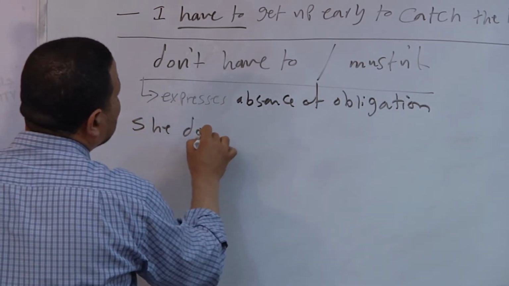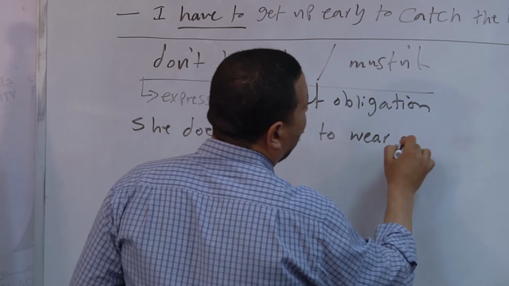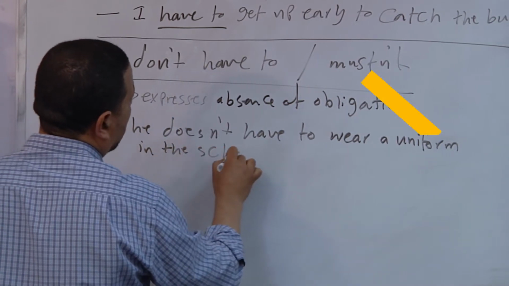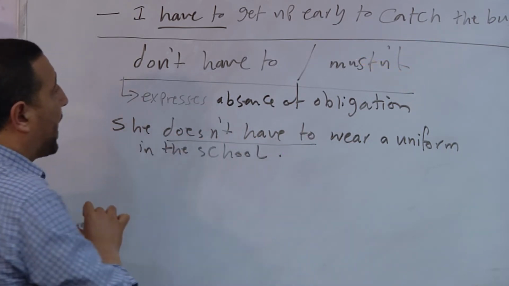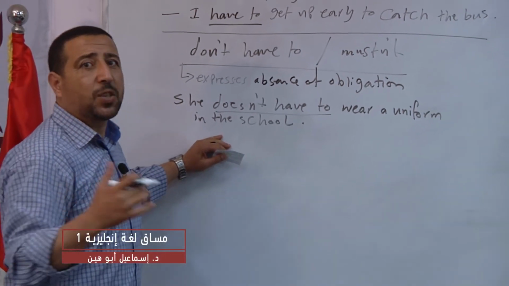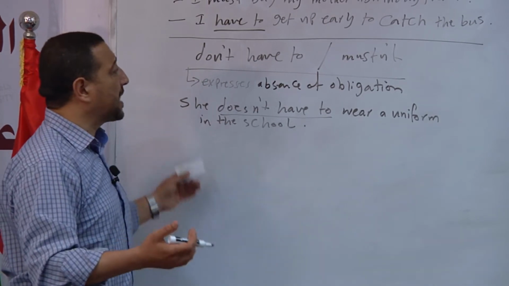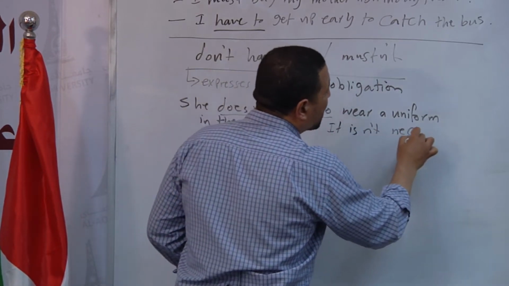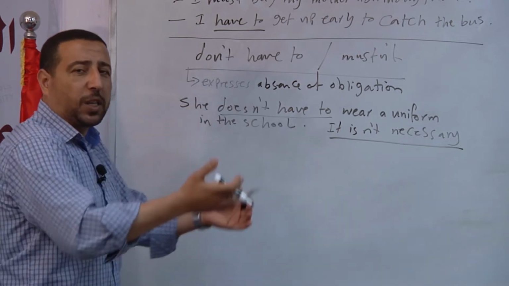She doesn't have to wear a uniform in the school. Okay? She doesn't have to wear a uniform in the school. Doesn't have to. So we don't have obligation. It means what happens if she wears a uniform? Nothing. So this is not necessary. She doesn't have to wear a uniform in the school. It means it is not necessary. So nothing happens if she wears a uniform, it's okay.